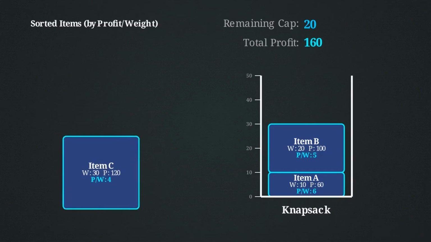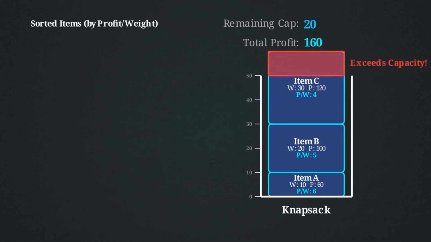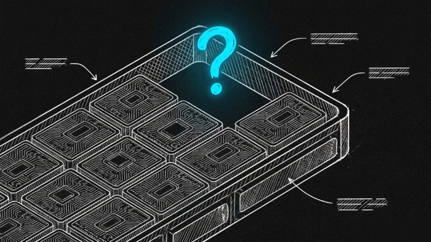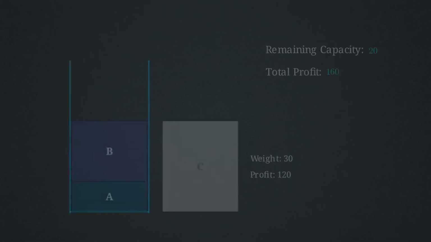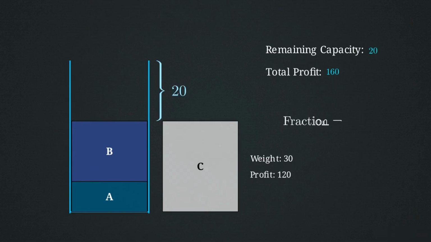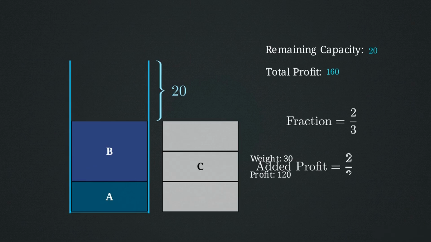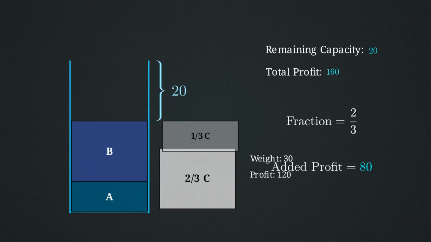Now we hit a physical limit. We reach item C, which weighs 30, but our bag only has 20 units of space left. A whole item C cannot fit. This is where the divisibility rule kicks in. Calculate the exact fraction of item C we need to fill the bag, and determine what that fraction does to our profit. We need 20 units of space out of the 30 units item C weighs. That simplifies to a fraction of 2/3.